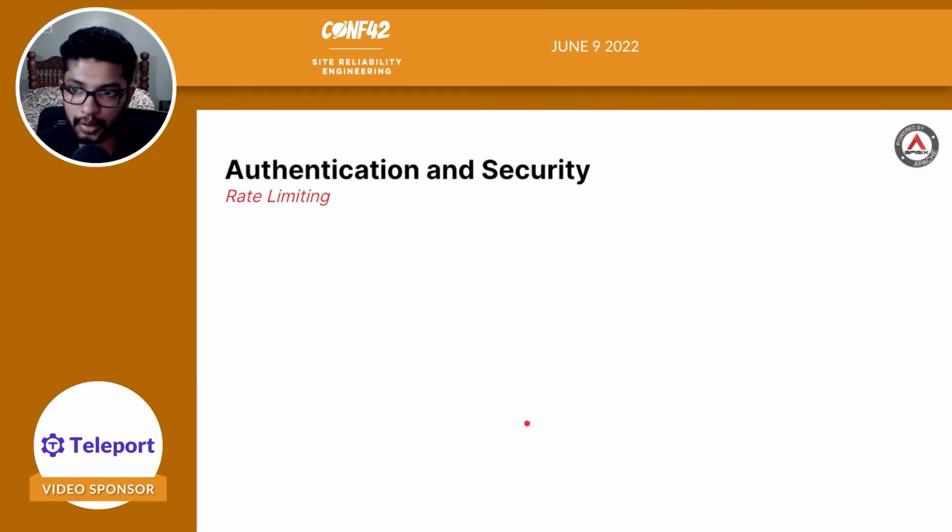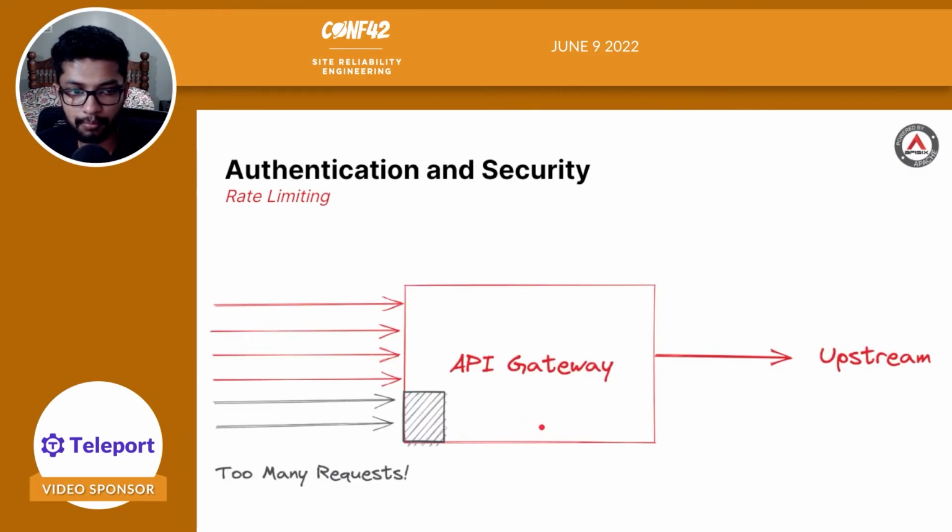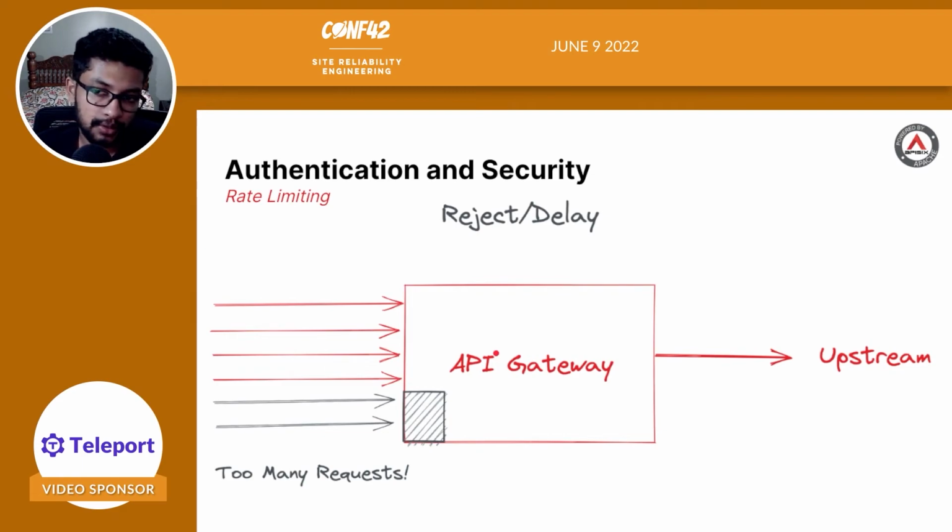So rate limiting is quite important. Basically all of your requests will be routed through your API gateway, and if your services can't handle a set of requests, you can block those requests. If there are too many requests, they won't be processed, and you can either reject those requests or delay those requests. Based on your configuration or what you are trying to do, you can do either.